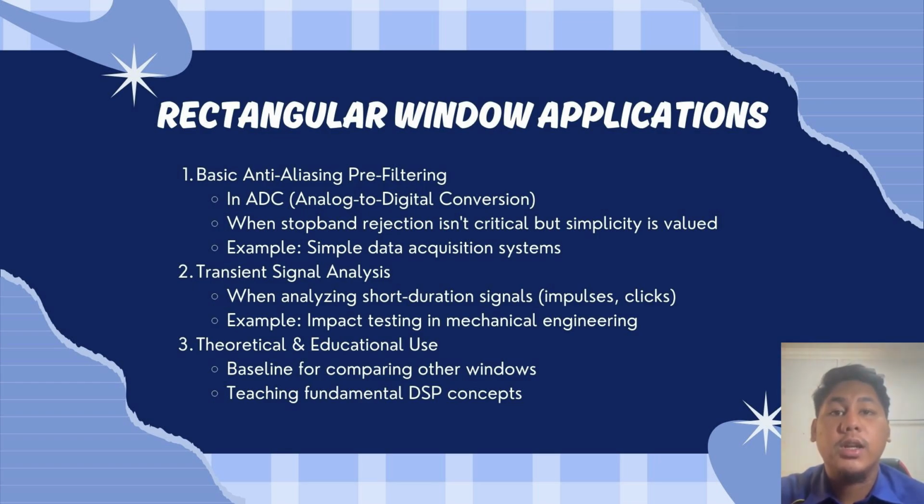Transient signal analysis. When analyzing impact sounds, mechanical shocks, or electrical transients, we need to preserve sharp time domain features. Rectangular windows maintain abrupt signal edges that would be smoothed out by other windows. Think of testing material strength with a hammer impact. We need to see the exact impact timing clearly.